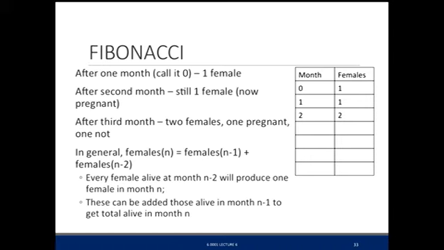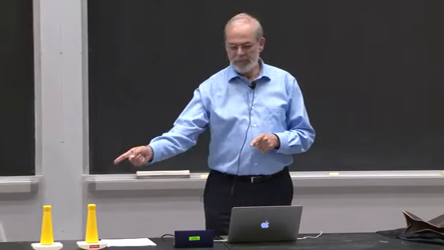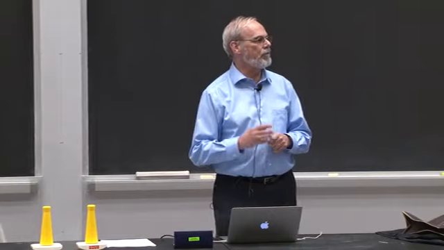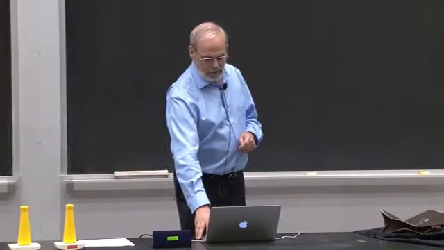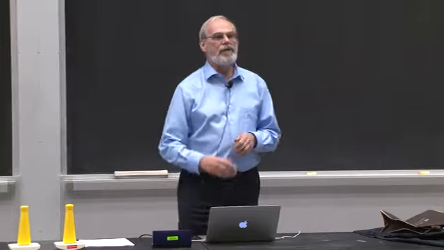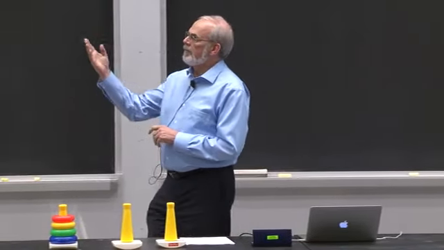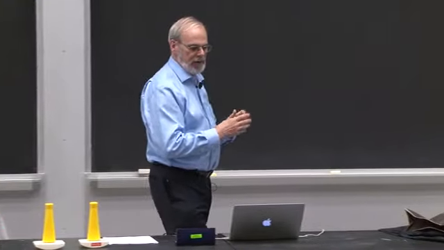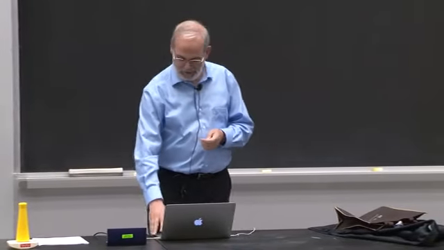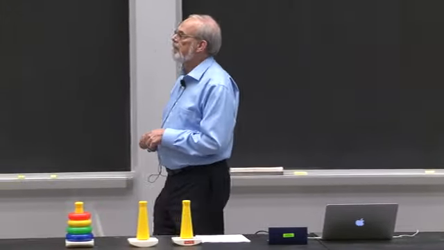So this is a little different. This is now the number of females at month n is the number of females at month n-1 plus the number of females at month n-2. So 2 recursive calls, but with different arguments. Different from Towers of Hanoi, where there were 2 recursive calls, but with the same size problem. Okay, so now I need 2 base cases. One for when n is equal to 0, one for when n is equal to 1, and then I've got that recursive case. And so there's a nice little piece of code.